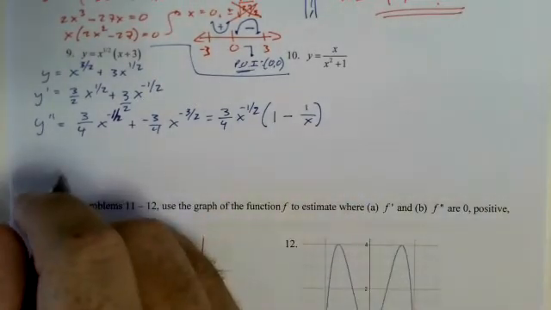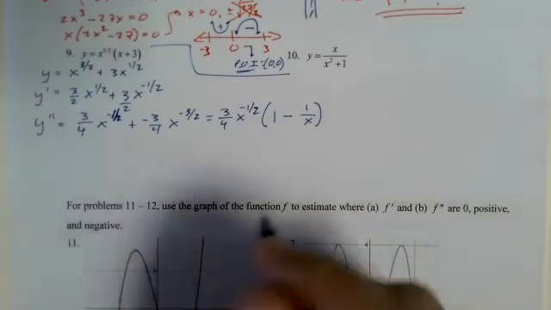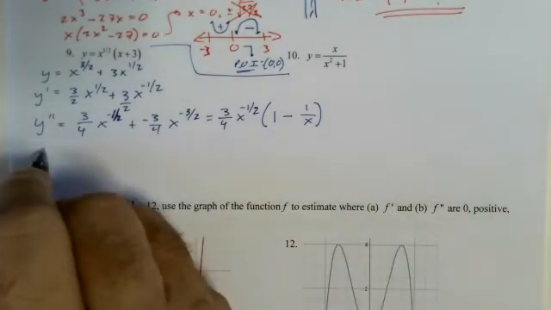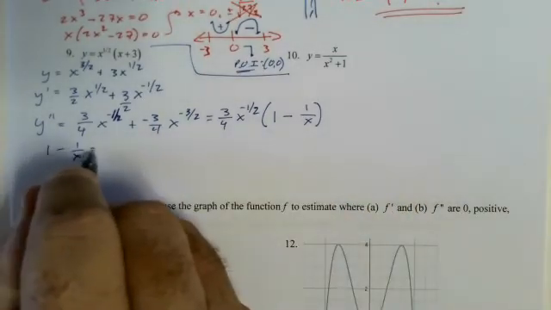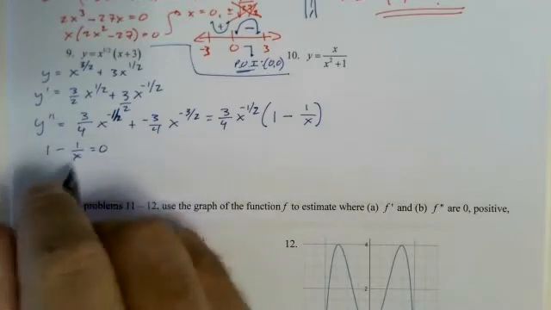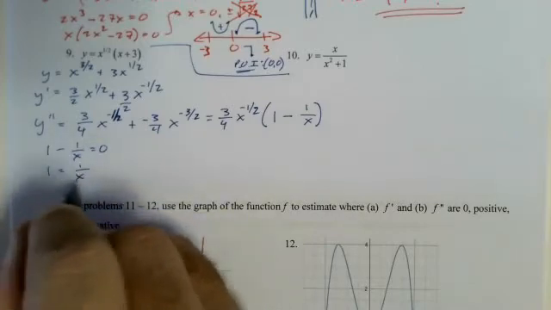Set this equal to 0. I'll do it here. 1 minus 1 over x equals 0. That's 1 equals 1 over x. X equals 1.